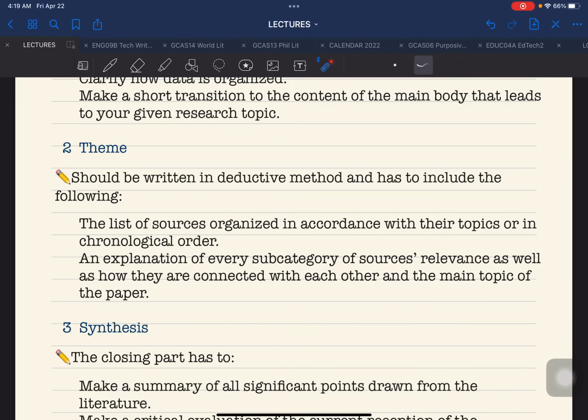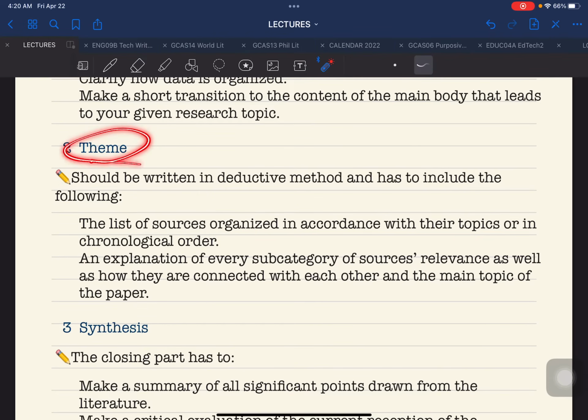So after setting up your method of writing, you now go to the inclusions. What should be included in the discussion of this particular part of your review? Number one, the list of sources organized in accordance with the topics. The topics should be organized in deductive method, from general to specific. Okay? So, prepare the list and make sure you organize.